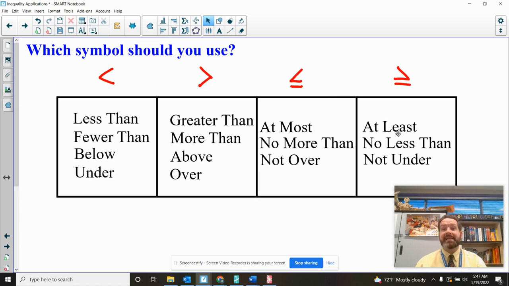Similarly over here, at least. That means the lowest you can go. So above is okay, or down to that floor. No less than. So down to here, but not below. Above is okay. Not under, same reasoning. Those are all greater than or equal to scenarios. So think it through. If you want to, put this on the back of your toolkit, not a bad idea, so that you have that as a reference.